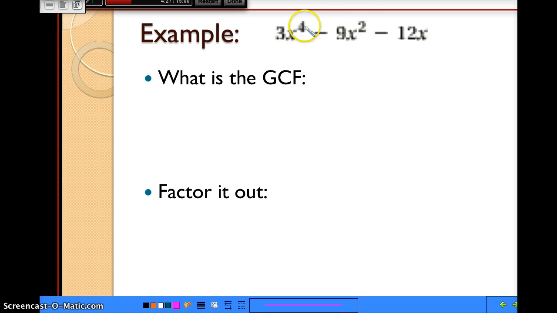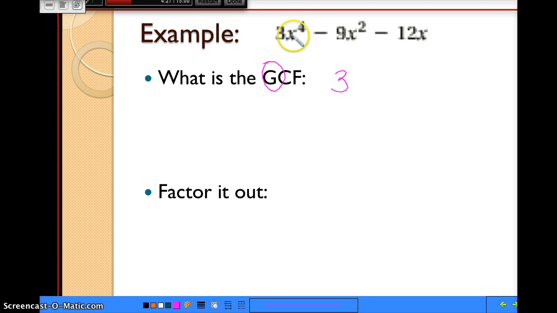We have 3x to the fourth minus 9x squared minus 12x. First thing you guys want to do is look at the coefficients only. The 3, the 9, and the 12. Is there any number, the largest number, because we're looking for the greatest, largest number that will go into 3, 9, and 12 evenly. 3. All three of these coefficients are divisible by 3. Once you get out the GCF of the coefficients, then look at your variables. All of them have x's in it.